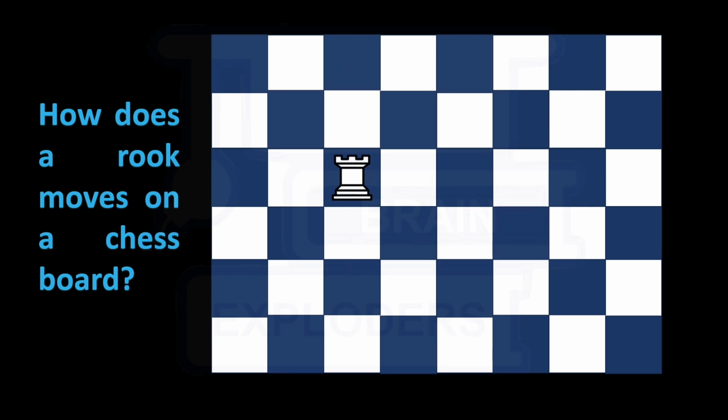For example, it can move like this, or it can go to the right, or it can go to the left, and it can again come back to the right, or it can go up, and so on. Okay. Now let us count in how many ways two rooks can attack each other.